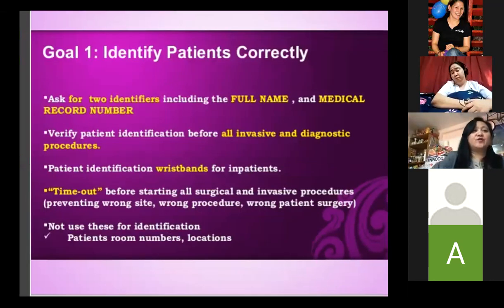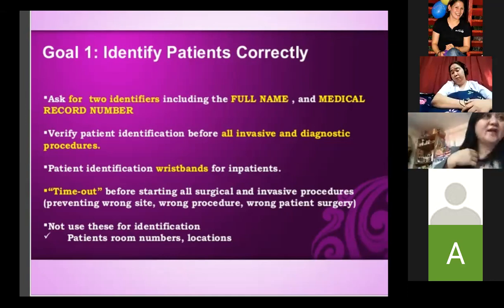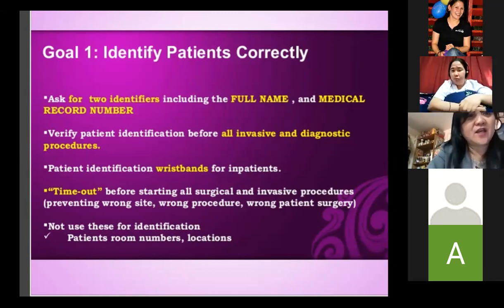Now, to identify the patient correctly, you have to ask two identifiers, which are the full name and the medical record number. This is very important because especially here in UAE, there are so many patients with the same name, and yun lang ang difference nila, only one name. So you have to ask for the full name of the patient. And if you are not satisfied, you ask for the identification card of the patient and check the record number.